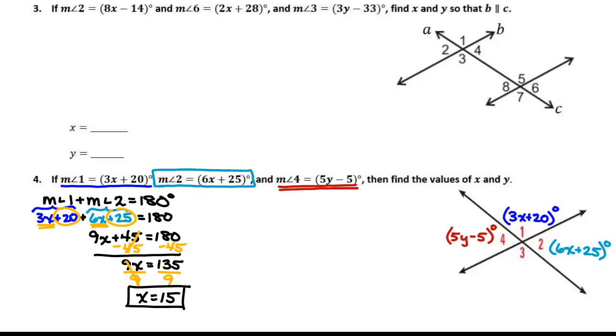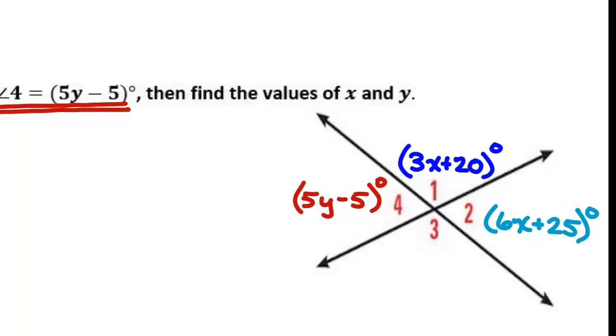To find y, I can use either vertical angles or linear pairs. What's the vertical angle for angle 4? 2. So I could set these 2 equal. What's the linear pair for angle 4? 1. So I could add these 2 and set them equal to 180. So I've got 2 different ways that I could find the measurement of y. Do you guys want to do vertical angles or linear pair?